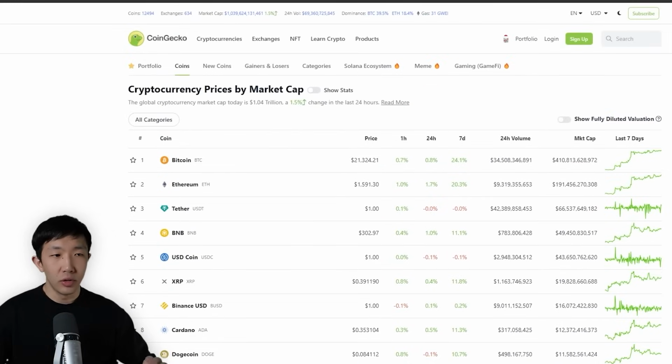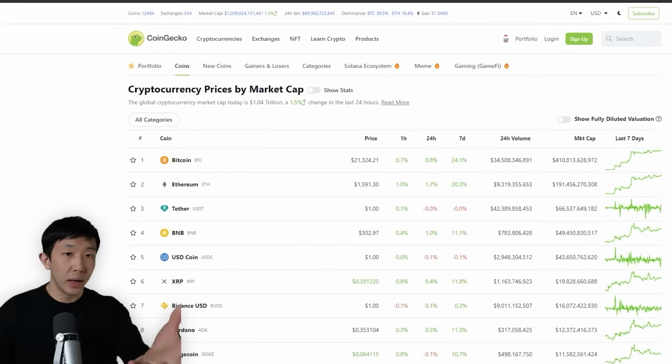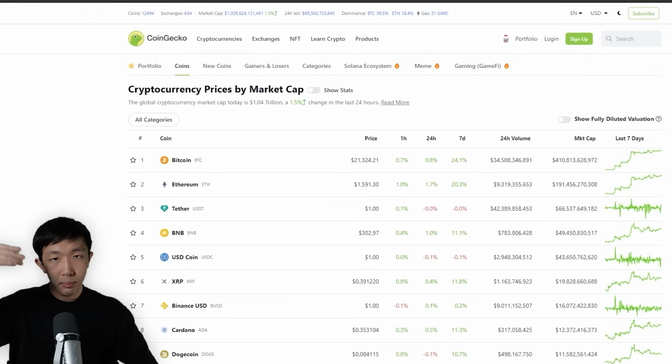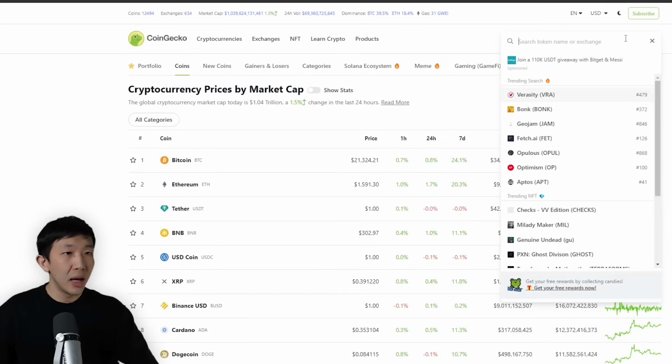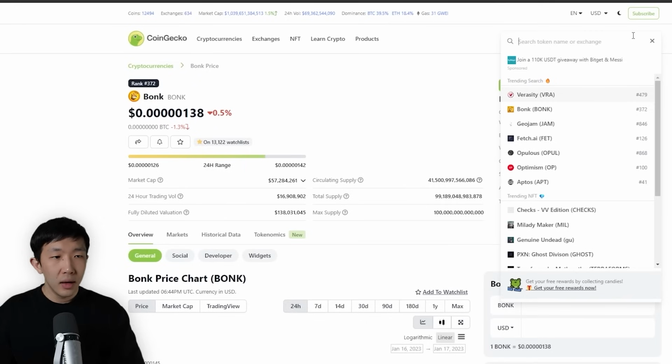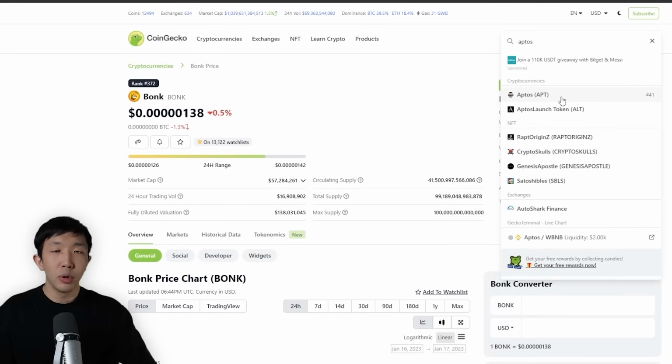There are mainly a couple reasons why you need to use a tool like CoinGecko. First of all, this is a full list of all the coins. So if you heard of any new coin by their name, you can always search it up here. So I use this search functionality every day. And let's say you are looking up Aptos when it first launched.